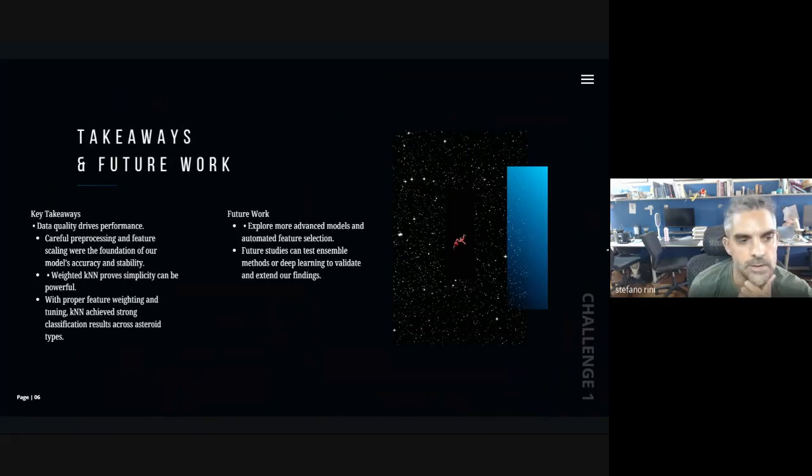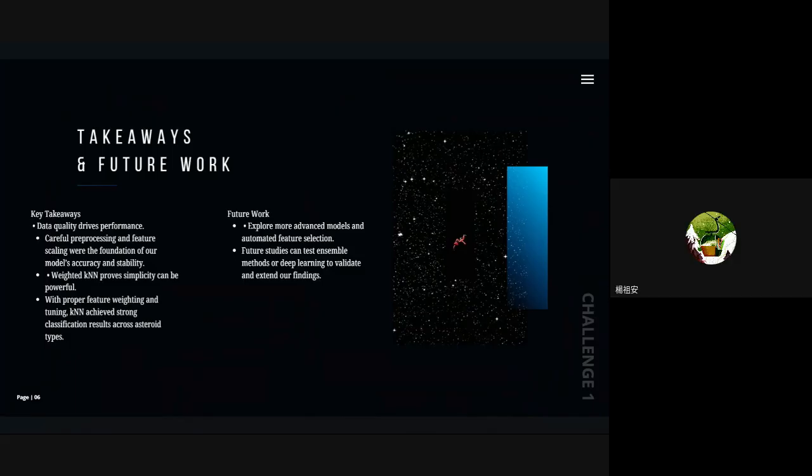Okay, let's see the takeaways. This page is just a quick takeaway, the future work we might need to do. Here, the key takeaways are things like data quality drives performance, and something like that.